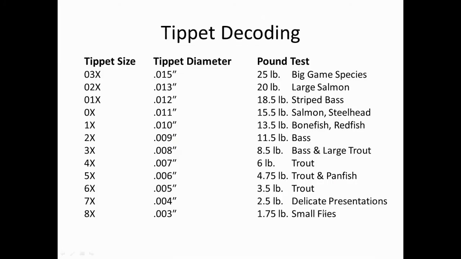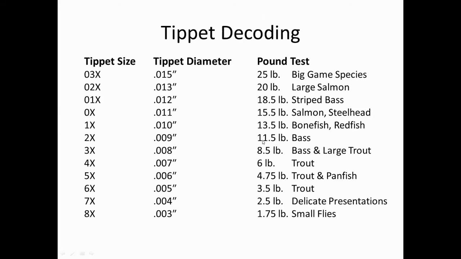Here's a little graph about, well, where would I use what tippet for what type of fish, right? So you can see this tippet size goes all the way from 3X all the way to 8X. And, you know, I don't differentiate between fluoro or mono here, but just some round numbers. Okay, so 3X, hey, 25-pound test. What am I going to use that for? Well, I'm going after some tarpon or something like that. Or 20-pound test, some bigger fish, salmon or striped bass, as you go down there.